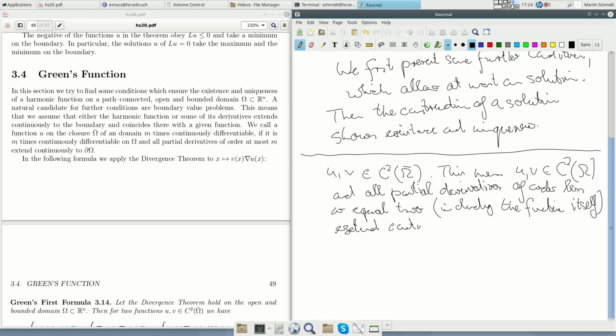extend continuously to the boundary. So they extend continuously to the closed subset, to the closure of omega. The closure is of course omega union the boundary, by definition of the boundary. Okay, so this means continuously differentiable on the closure. This means also twice continuously differentiable, so all partial derivatives of order less or equal to 2 extend continuously to the closure of omega.